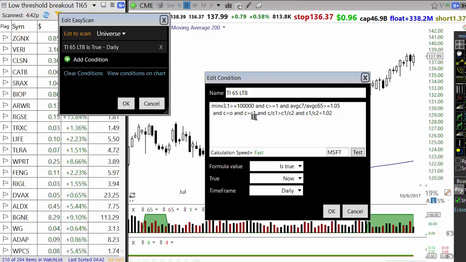Now you're looking for C greater than C1, which means a stock which is up compared to yesterday. Not only that, you're looking for C by C1, meaning the percentage change today is greater than the percentage change yesterday. So the stock not only was up for the day, but its percentage change was greater than yesterday's percentage change. So it has a range expansion compared to yesterday. And C1 by C2 is less than 1.02.